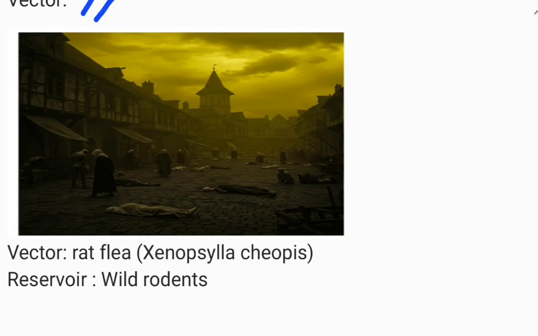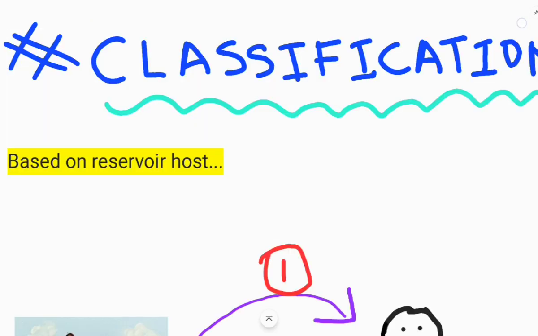Coming to our second case, which is plague, the vector is the rat flea and the reservoir is the wild rodents. I've made a detailed video on plague, which I'll probably link in the description and also in the comments. So check that out. And if you get an example or question on zoonotic infections, you can always write about plague to supplement your answer.